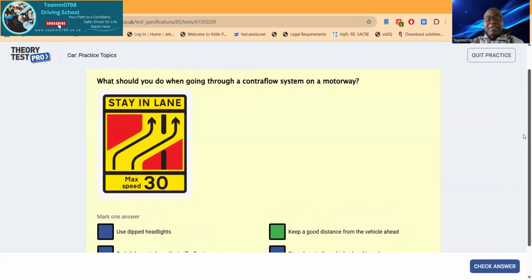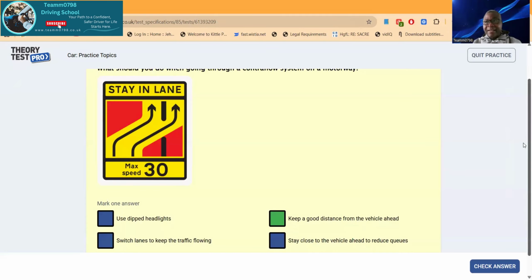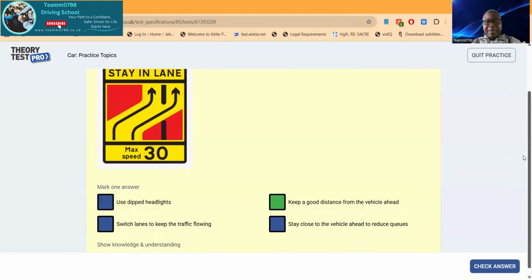Okay, normally that's a sign of a contraflow. There are speed restrictions and lanes are slightly narrow because of road works. So one of the best things you need to do is to select your lane early and then stay within the speed limit. Okay, so that's the idea. So knowing what it is that you are talking about will give you some idea as to what the answers will need to be. Switch lanes to keep the traffic flowing sounds a reasonable answer, but it's not the most important. So let's look at another one.